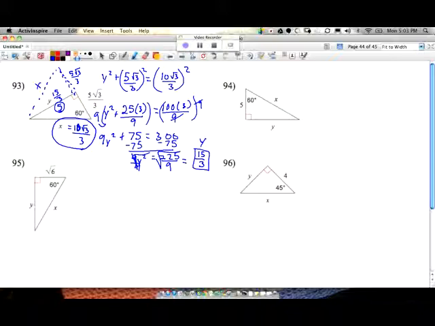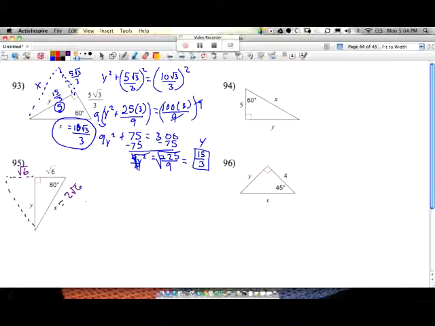All right, let's look at 95. Not quite as hard, but still has plenty of challenge in it. Again, it's part of an equilateral triangle. Remember, this square root of 6 represents half a side of an equilateral triangle, so the other half would be square root of 6 as well, which means this x here is double that. It's 2 times square root 6.